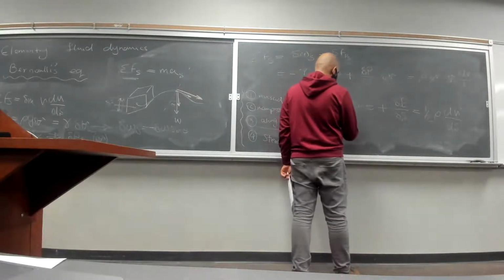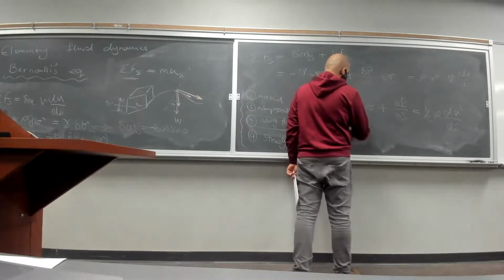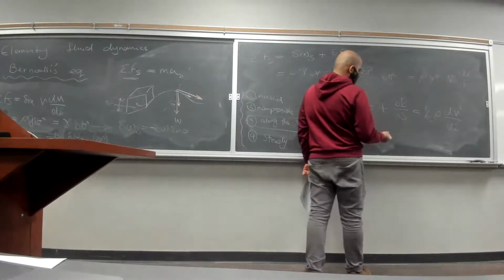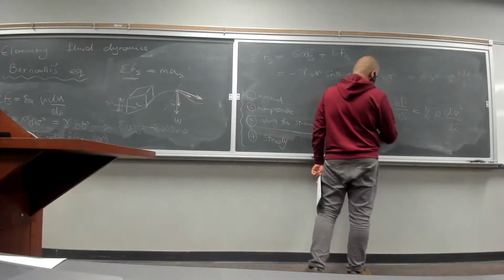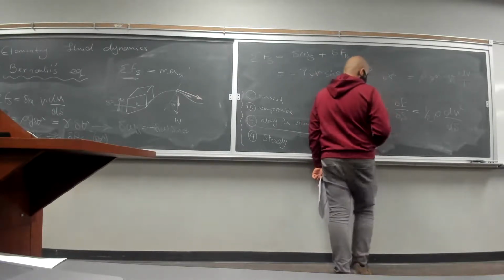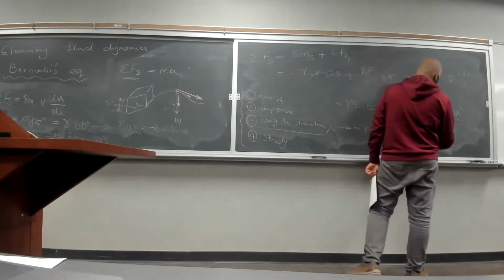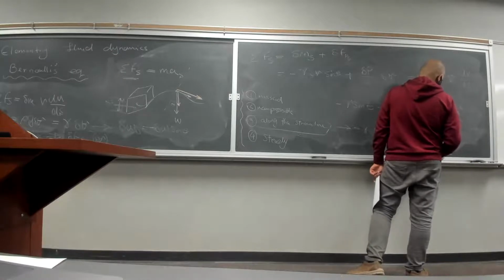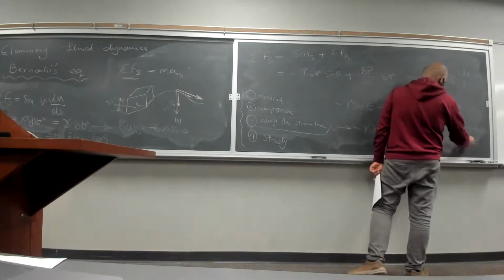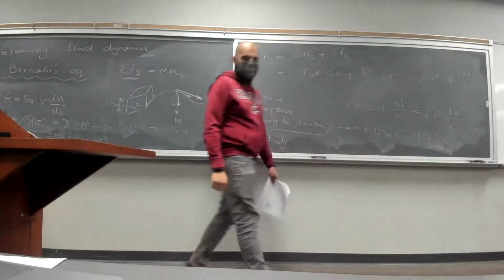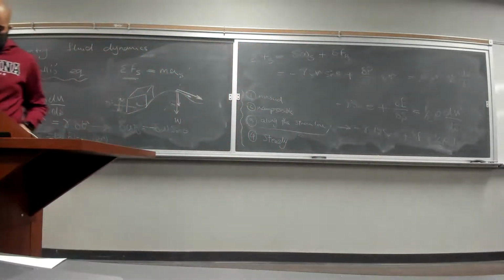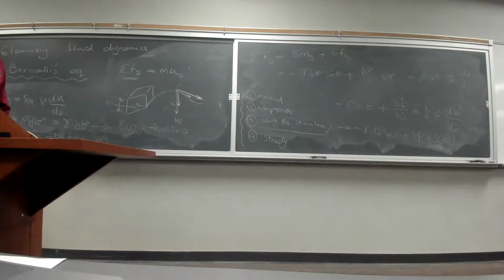Let's multiply everything by ds. You're going to get negative gamma ds sine of theta plus delta P, changes in pressure, is going to be equal to 1/2 rho dV squared. Do we have any questions so far? No?